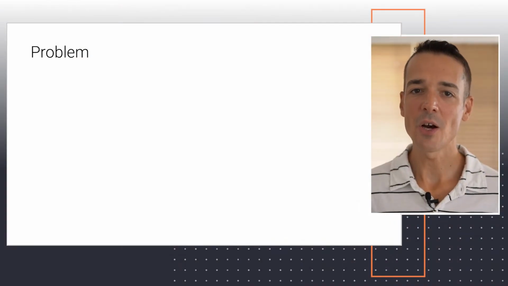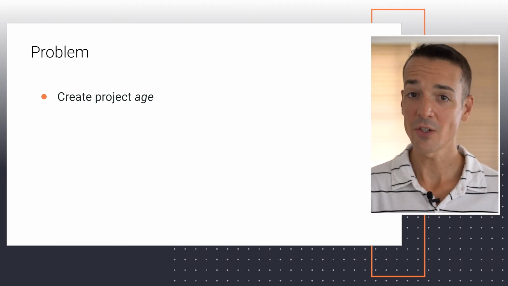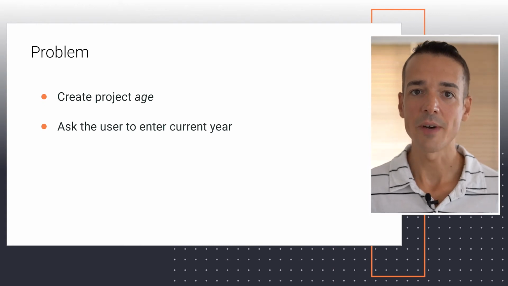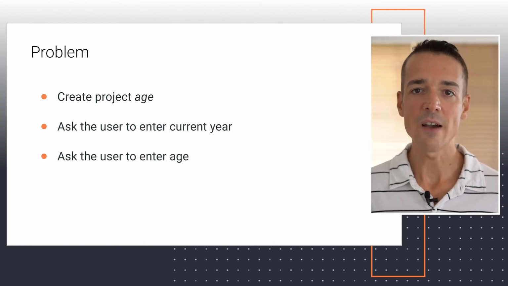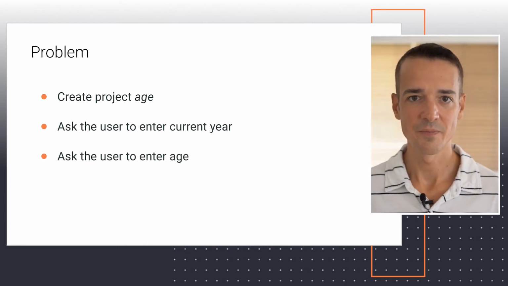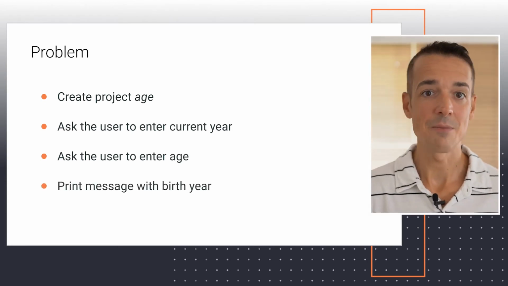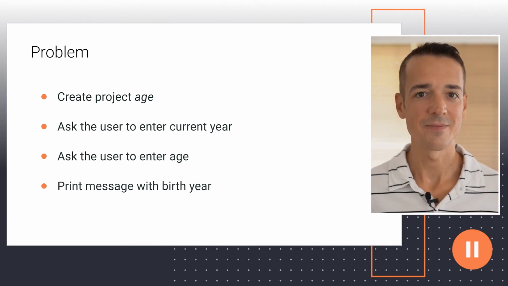To practice this concept and to test your ability to integrate this with everything you've previously learned, let me propose the following problem. Create a new project named age. Your program should perform the following actions. First, it should ask the user to enter the current calendar year and wait for the user to provide this information. Then it should read the user's age from the keyboard, also after showing the appropriate prompt message. With this information, the program should calculate the year in which the user was born and print it on the console before finishing. Now pause the video and give it a shot. I'll be here waiting.